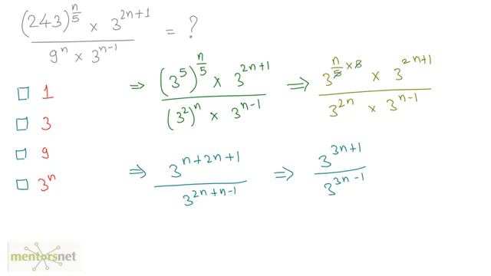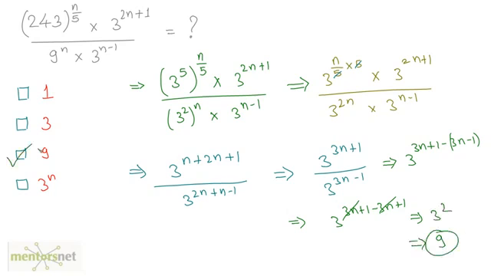Now I have a situation where I can again apply a law, a raised to m divided by a raised to n, which is a raised to m minus n. So this is equivalent to 3 raised to 3n plus 1 minus of 3n minus 1. So this is equal to 3 raised to 3n plus 1 minus 3n plus 1. So 3n and 3n get cancelled out. What remains is 3 raised to 1 plus 1 is 2. So 3 square, and that is 9. So the answer is option C.